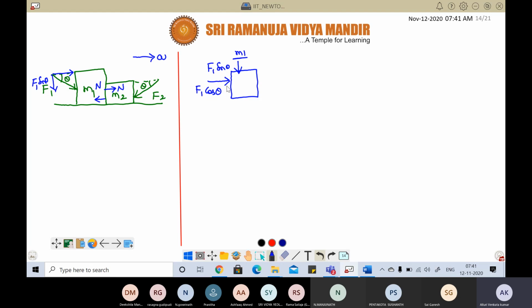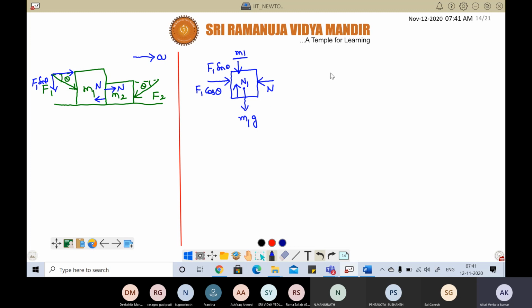Doesn't matter. Then the normal reaction at this point is, let us say, N1, and the normal reaction between these two blocks is N. This is the free body diagram. And of course M1g will act from the center. So in total these many forces are there.